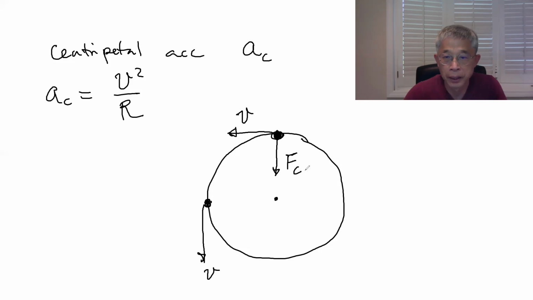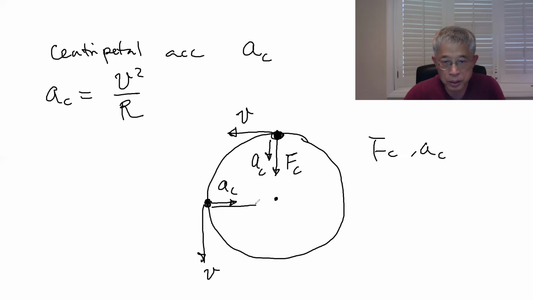Okay. And FC and AC, FC can be larger or smaller, but AC is always in the same direction as FC, right? So you have velocity and FC. If we are here, the AC is going this way and FC is going that way. And notice that FC is always perpendicular to velocity. See that? Always 90 degrees.